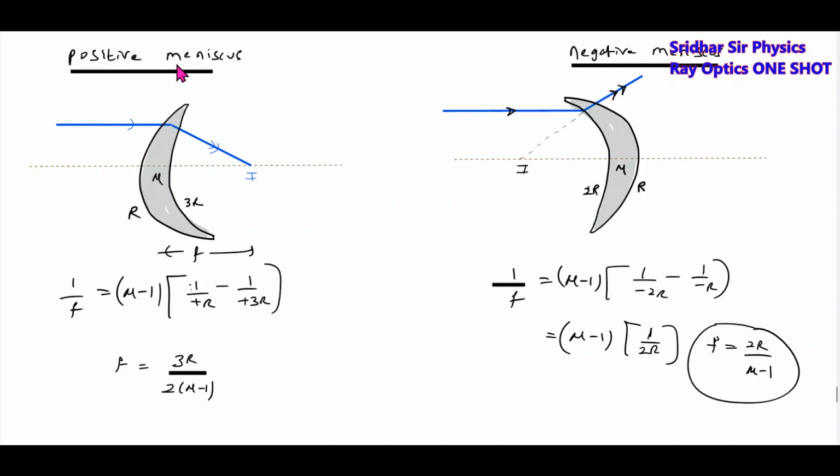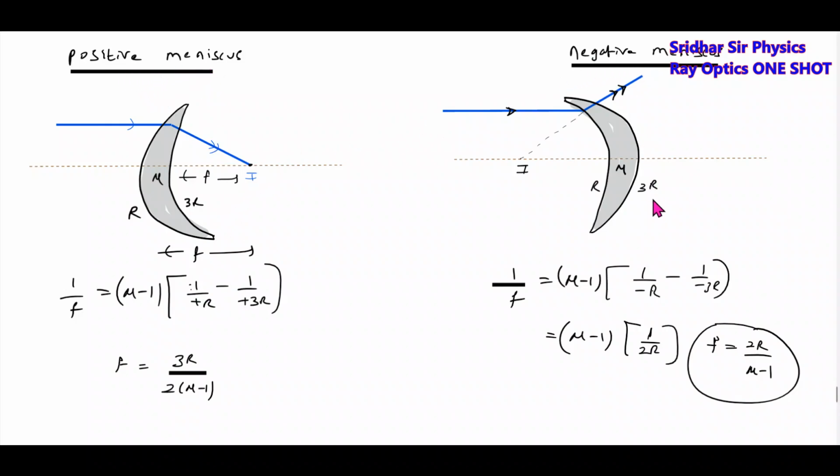Next we have the positive meniscus. A ray of light is incident. After refraction it will converge at a point. This will be the focus. Then the radius of curvature of this is r. This is 3r. Substitute plus r. This also will be plus 3r. Then how much will we get? 3r by 2 mu minus 1. This will become the positive meniscus, as we define it.